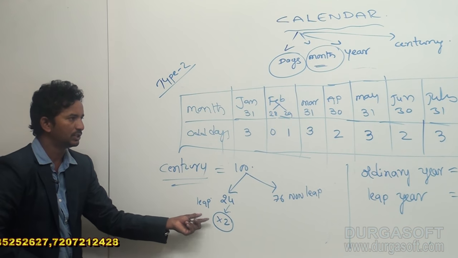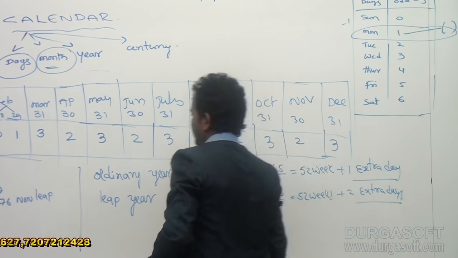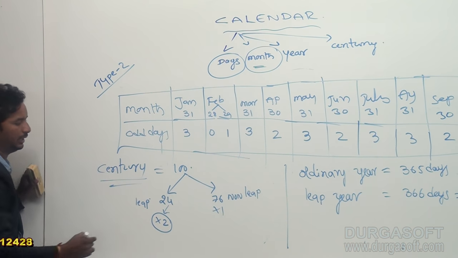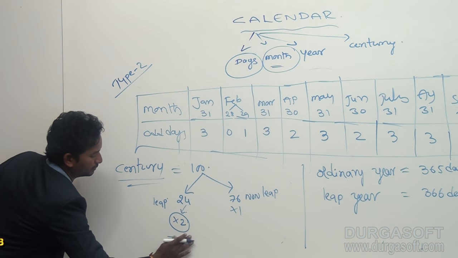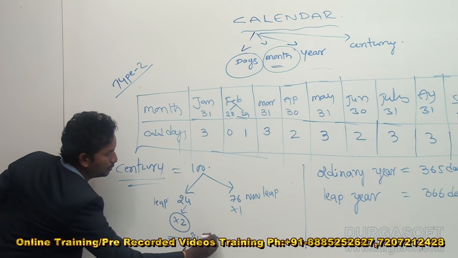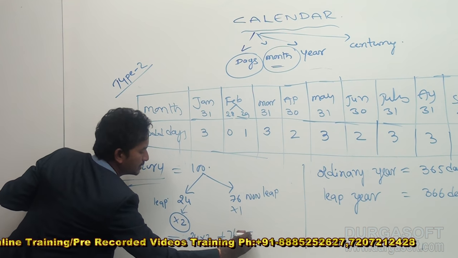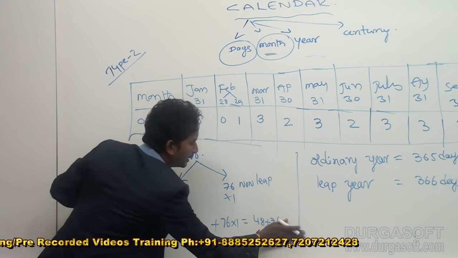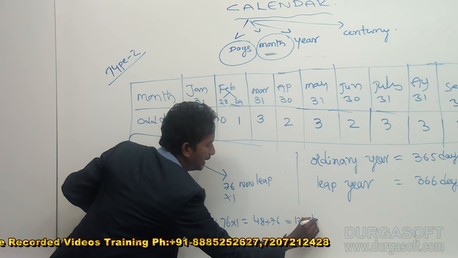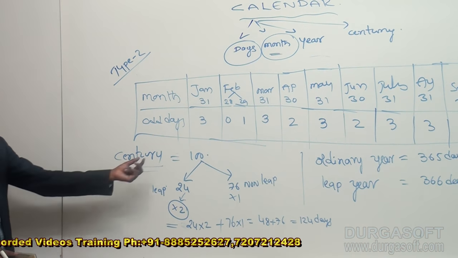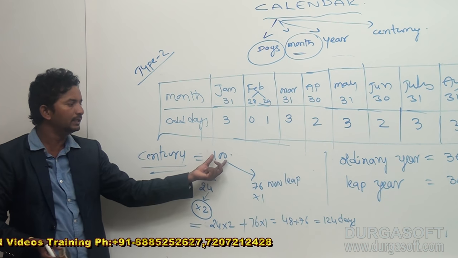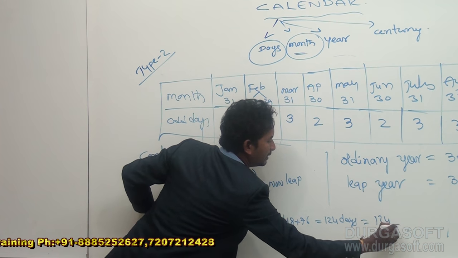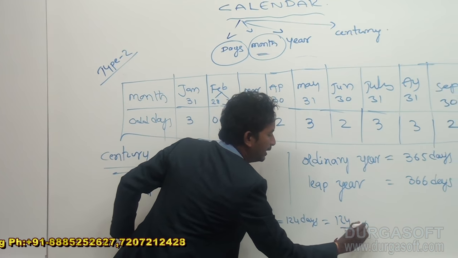So the leap year has 2 extra days, and you multiply by 2. A non-leap year contains one extra day, and you multiply by 1. Now you take it like this: 24 into 2 plus 76 into 1 is equal to 48 plus 76, so you get 124. This is the days. Now a century contains 124 days, but we are finding the odd days, nothing but 124 divided by 7, and the remainder is 5.